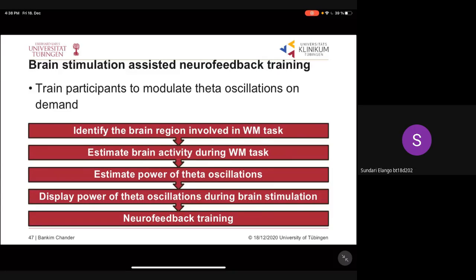So for example, while performing a motor task, you want to increase the alpha activity. So apply brain stimulation in the alpha range and also give neurofeedback at the same time, and ask participants to further facilitate their ongoing alpha activity.